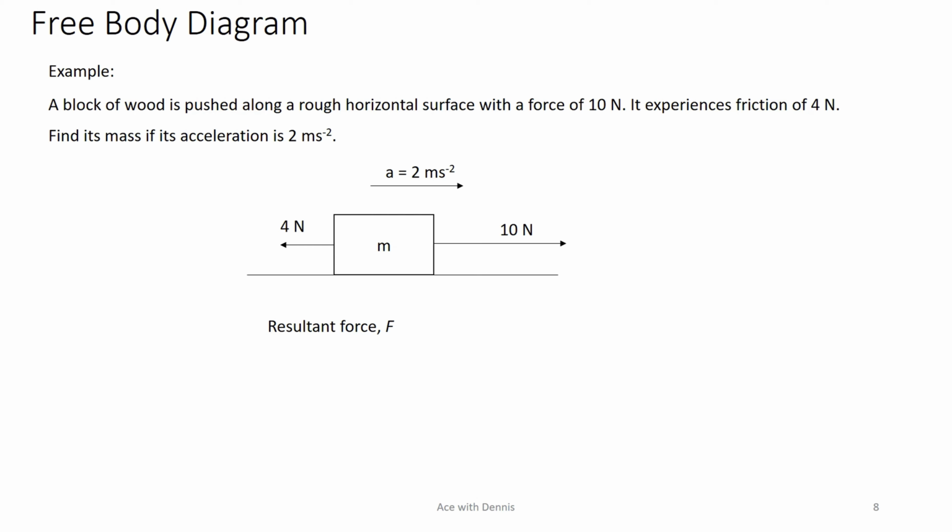So we know that the resultant force F will be equal to driving force minus frictional force. For this case it is 10 minus 4, which will give you 6 newtons. We also know that F equals ma, hence 6 equals m times 2, then m will be 6 over 2, which is 3 kilograms.